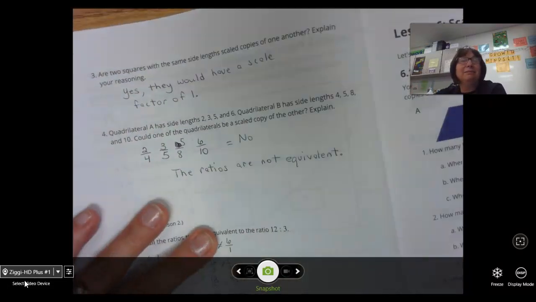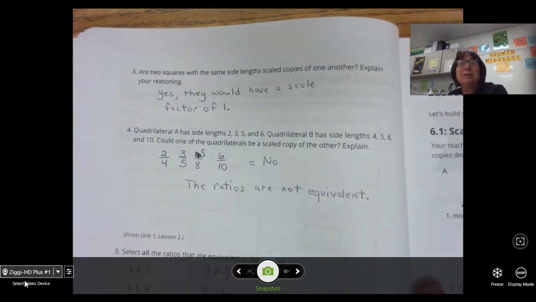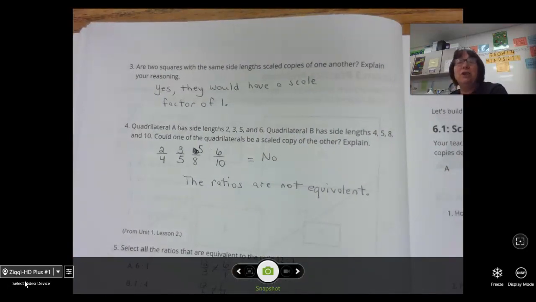Number 3. Are 2 squares with the same side length scaled copies of one another? Well, yes, they are. They should have a scale factor of 1. Anytime I have identical shapes, they have a scale factor of 1.